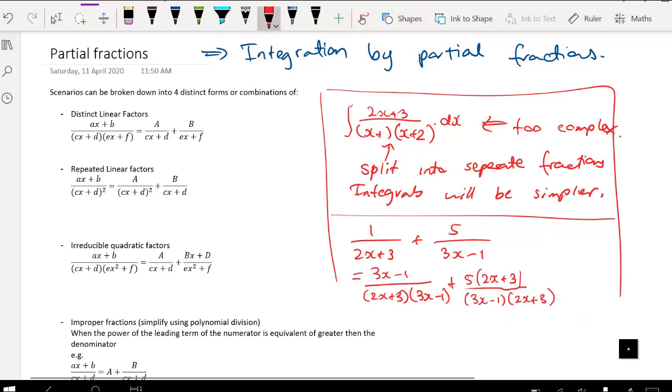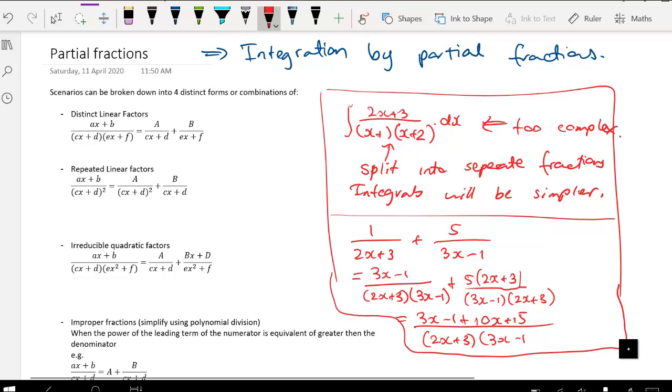And so when that all comes together, we'll end up with (3x - 1) plus (10x + 15) over (2x + 3) and (3x - 1). Now we can continue this and simplify the numerator into 13x + 14 over (2x + 3)(3x - 1). Our process with partial fractions will be to turn this simplified and combined version back into two separate fractions.